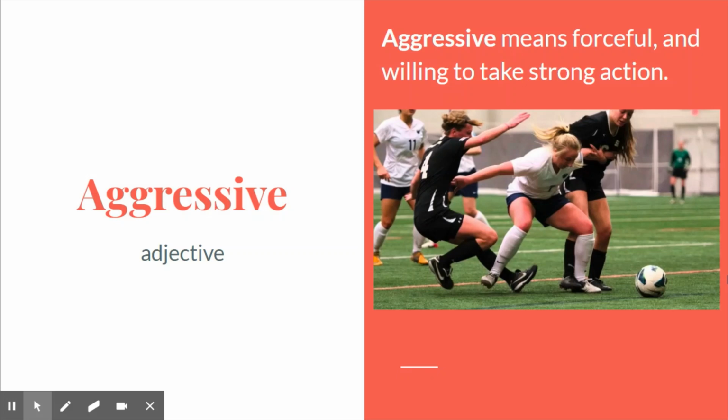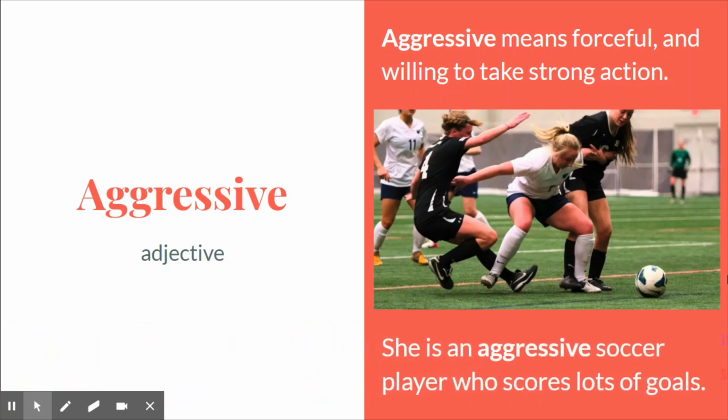Let's read that definition together. Aggressive means forceful and willing to take strong action. We're going to look at the word in a sentence. She is an aggressive soccer player who scores lots of goals. Can we read it together? She's an aggressive soccer player who scores lots of goals. Friends, I have here a synonym, which is assertive, and an antonym, which is shy. She's definitely not shy. All of the opposite. And that is what antonyms are.